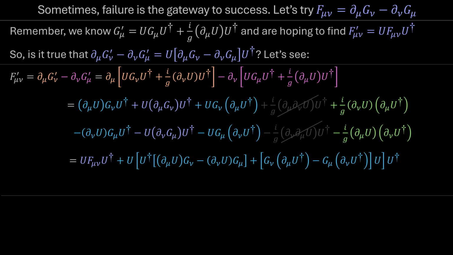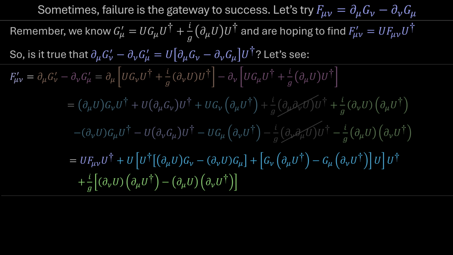We still have to contend with those too. Well, there's not much we can do there. I guess we can pull out a common factor of i over g and write it like so. But again, these terms don't really cancel out. Even though it looks like something that totally would want to cancel out, if only U were like a matrix in an abelian group, but nope.